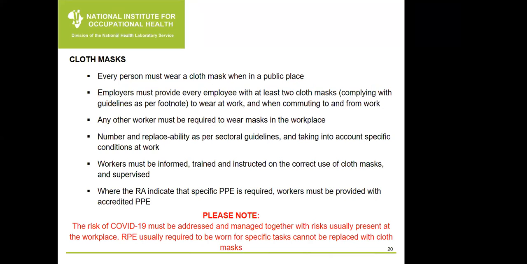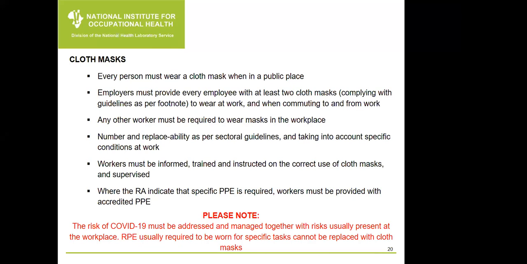The requirement to wear cloth masks still remains. So whenever we are in a public place, we need to wear at least a cloth mask. Initially, I think at most workplaces, employers did provide their employees with at least 2 cloth masks. That's a requirement still as specified in the directions. And any other person in that workplace needs to wear a mask when they are in the workplace. There can be sectoral guidelines, and again, the specific work situation will dictate how often masks need to be replaced, and all of the further details on that.